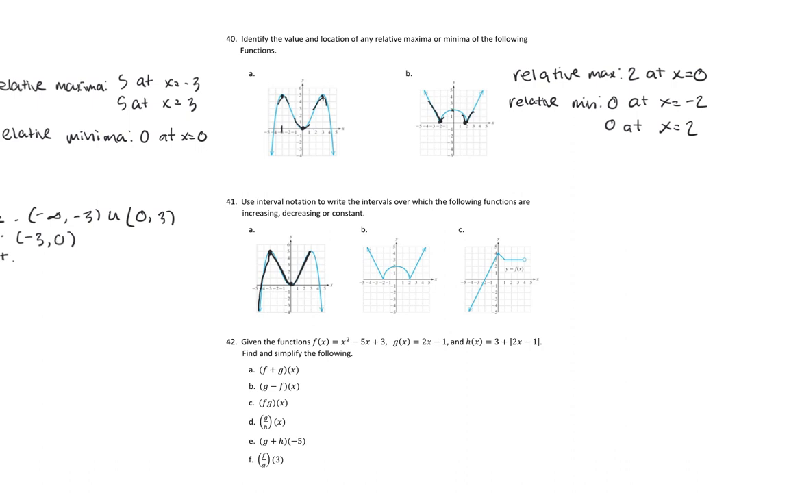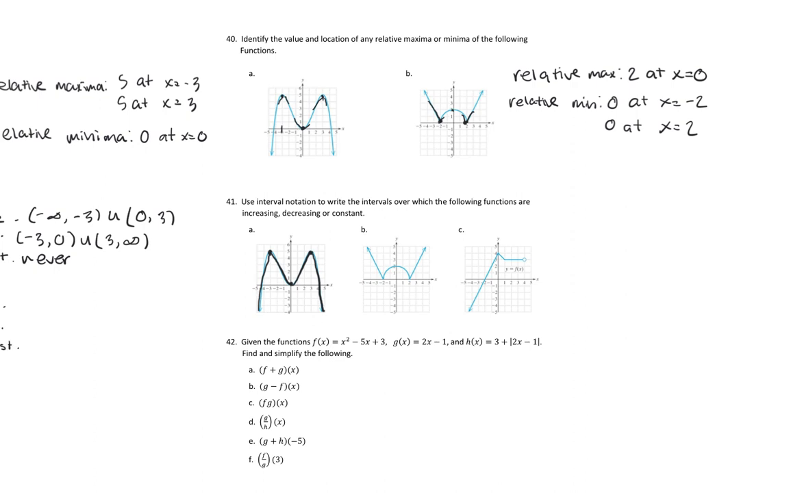And then whenever we stop increasing here at x equals 3, the y values start getting smaller as the x values are getting larger. And so we know that it's decreasing from x equals 3 all the way to infinity. And is it constant? Never. There is never a point where the y values are the same as the x values change. All right, so then if we go to part B, we're going to have increasing, decreasing, and constant.